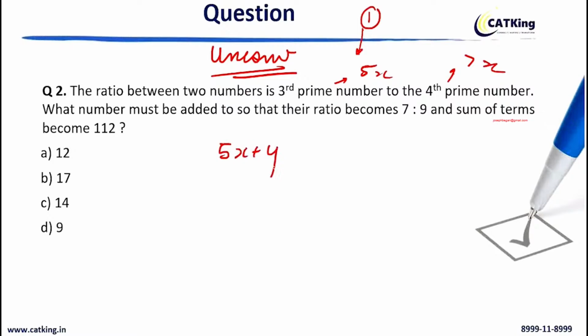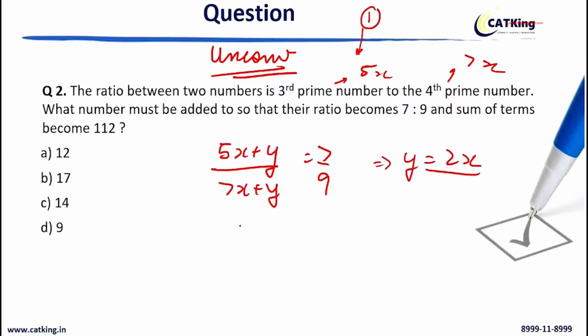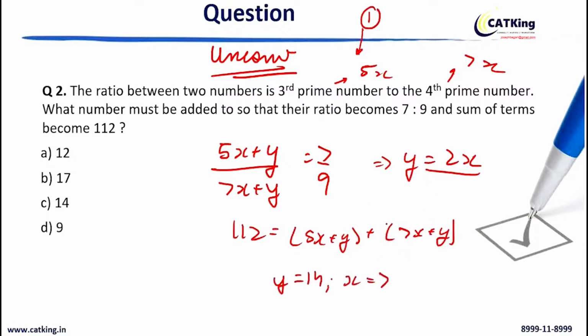So, the conventional method: this is (5x plus y) upon (7x plus y) equal to 7/9, correct? You'll solve this, you will get y equal to 2x. You know that the sum is 112, so 112 equal to what? 5x plus y plus 7x plus y, right? Solve this, you will get y equal to 14, x equal to 7. I hope this is not a concern to you. I hope this is simple.